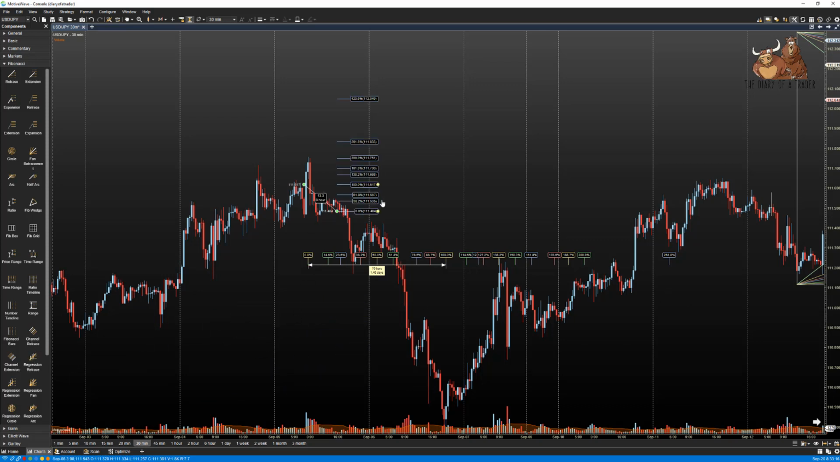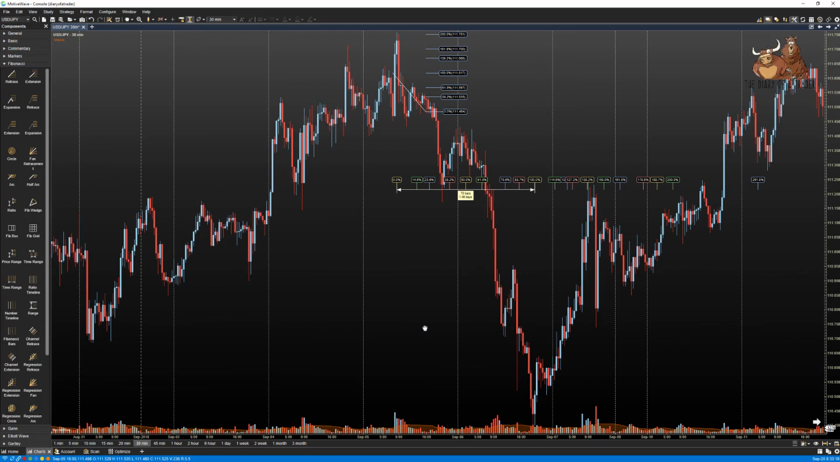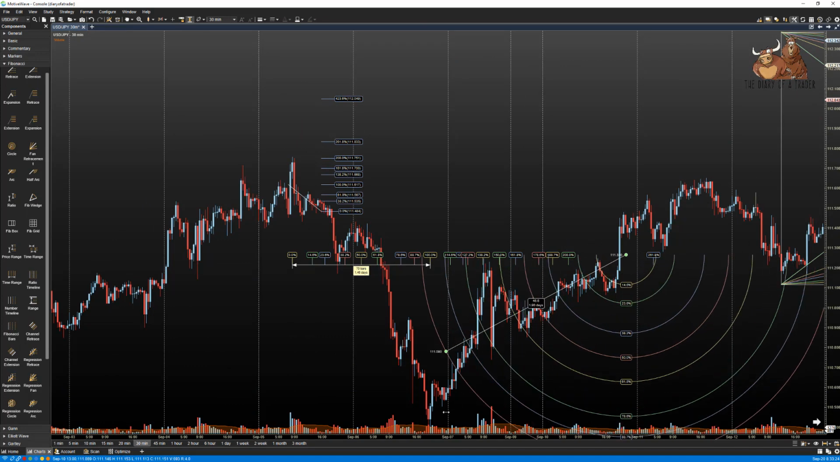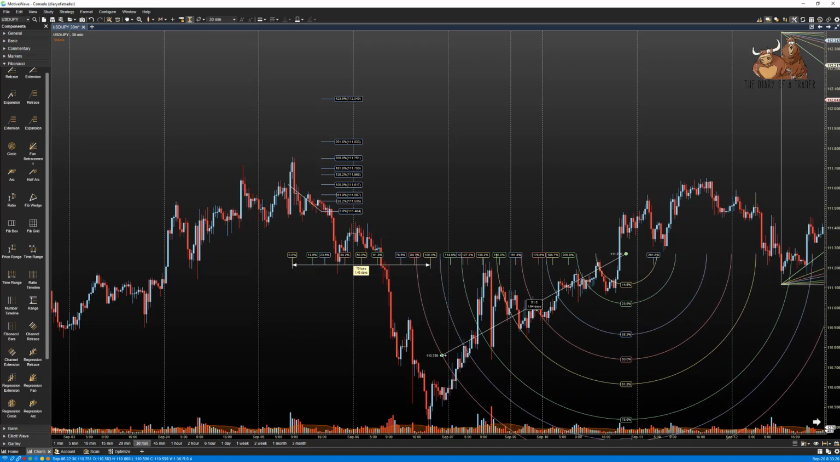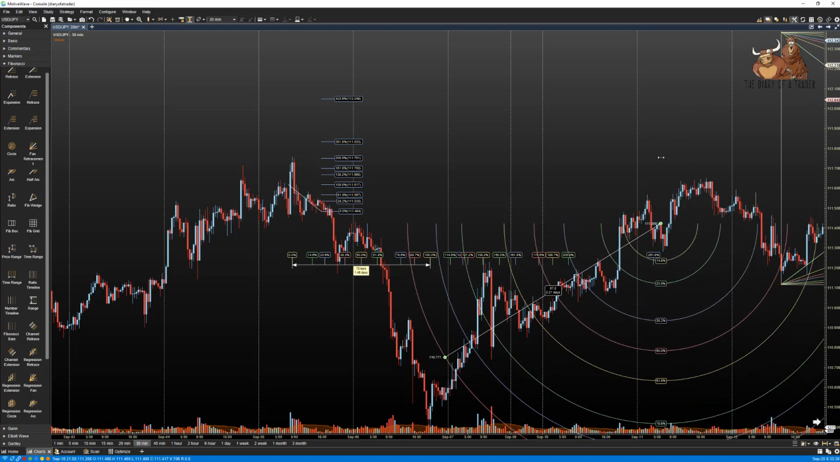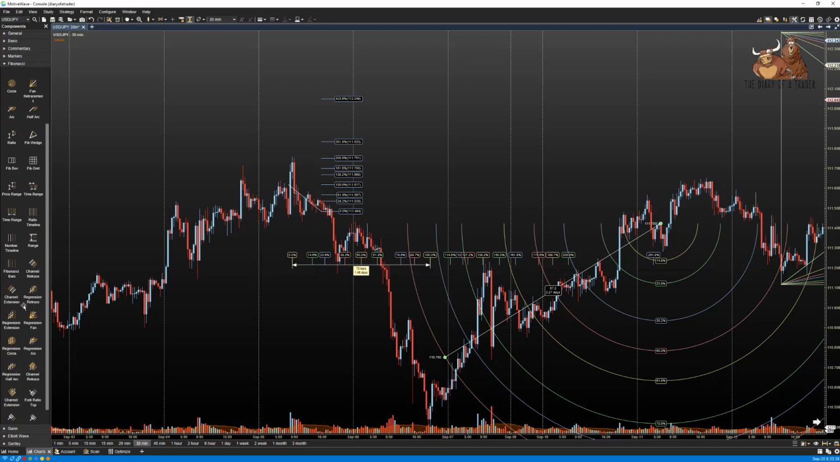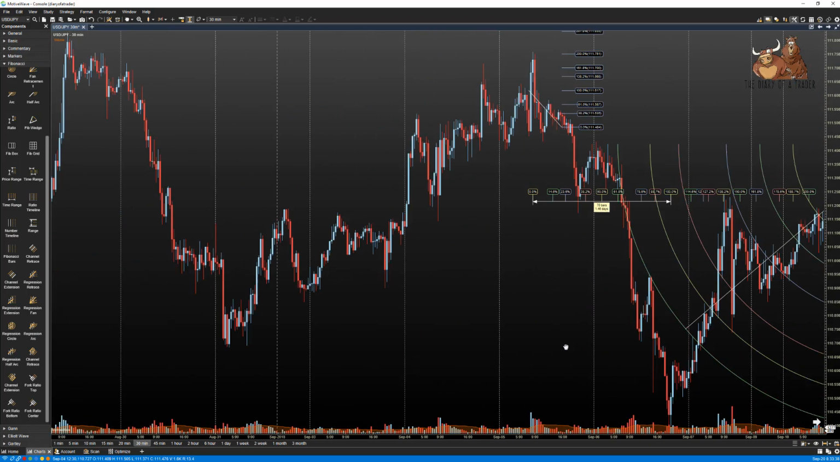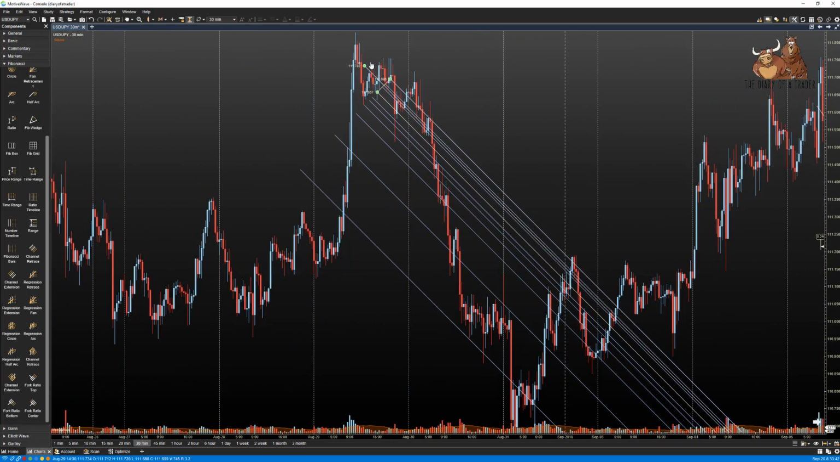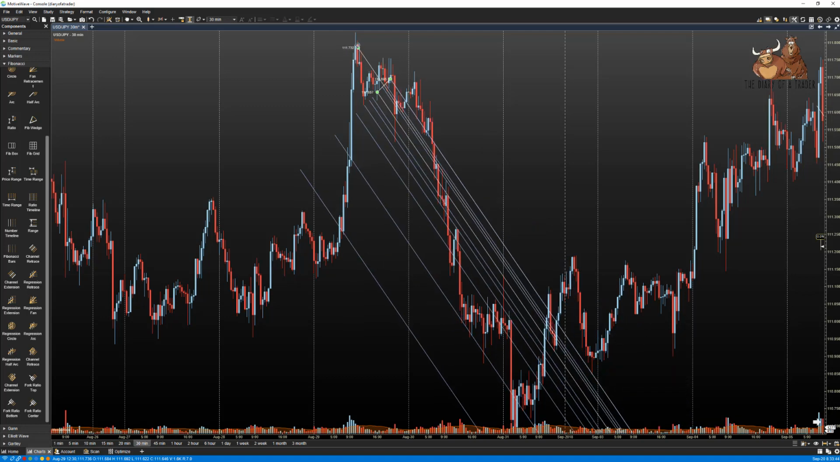Regression channels and their retracement values. It's just regression arcs. These are pretty fascinating too. All right, there's just a slew of trade ideas and things that we can utilize.